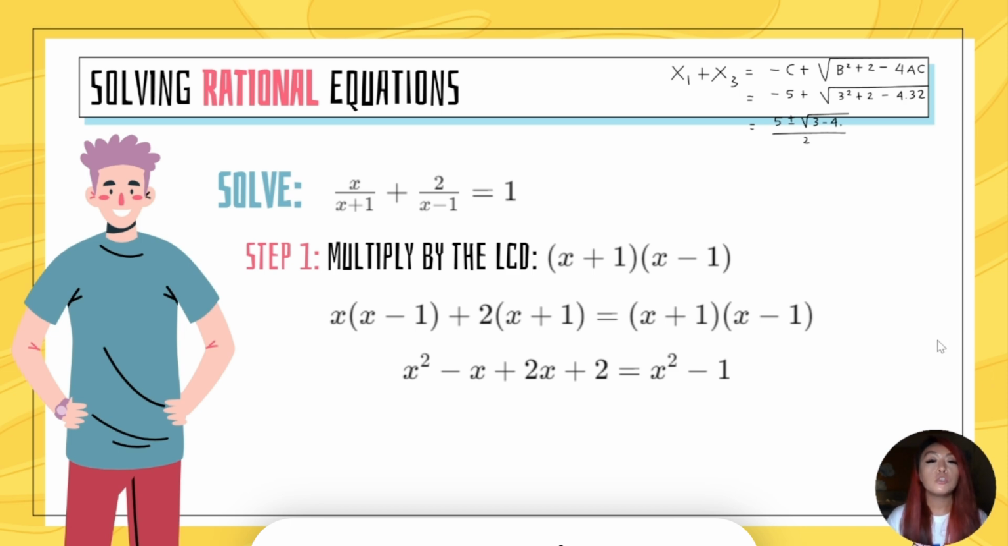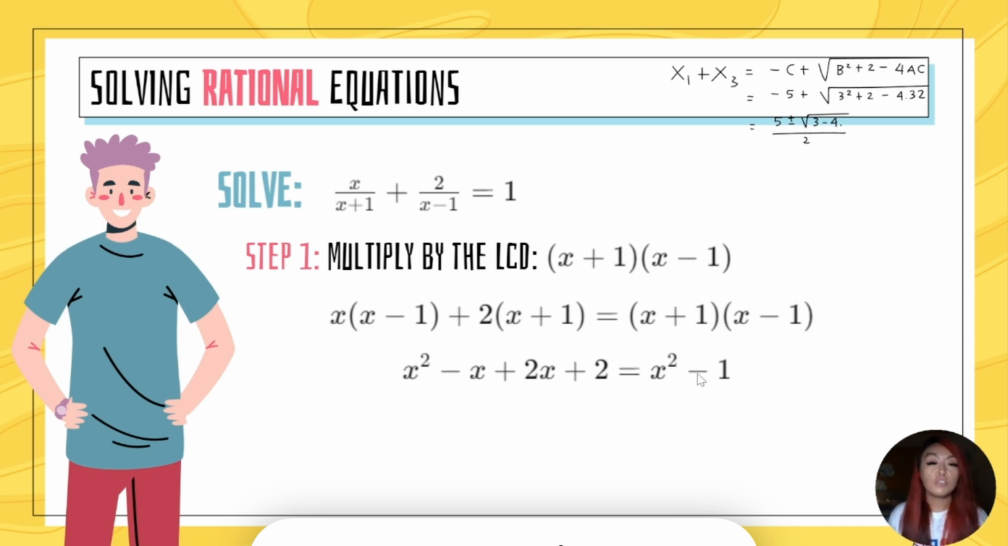Right, so using the distributive property, we get x squared minus x plus 2x plus 2 equals x squared minus 1. Just use the distributive property on both sides. So we'll continue solving by combining like terms on the left-hand side. So you're going to combine negative x and positive 2x. That's just going to become x.